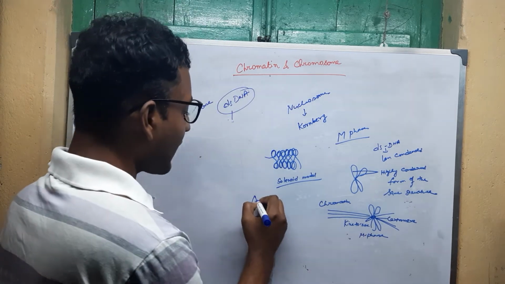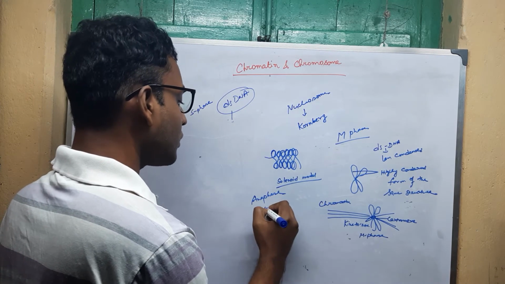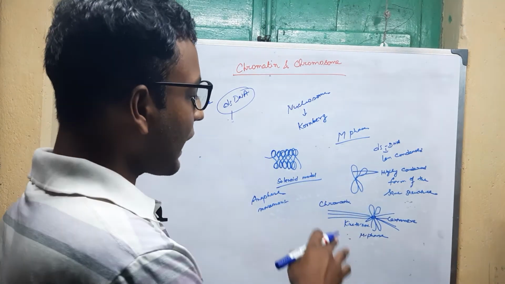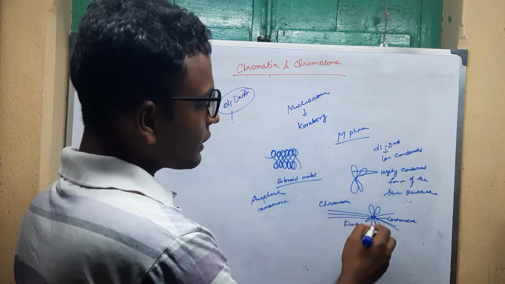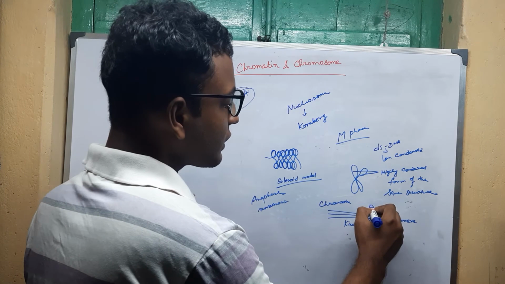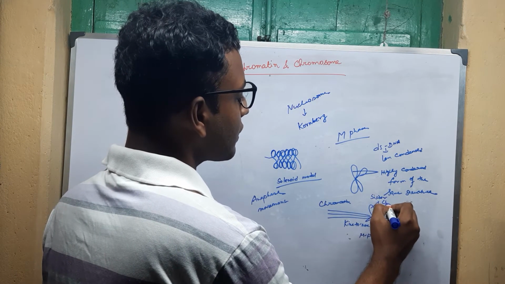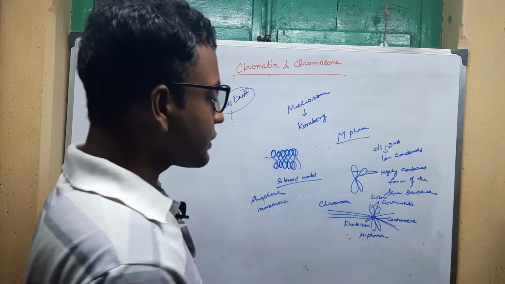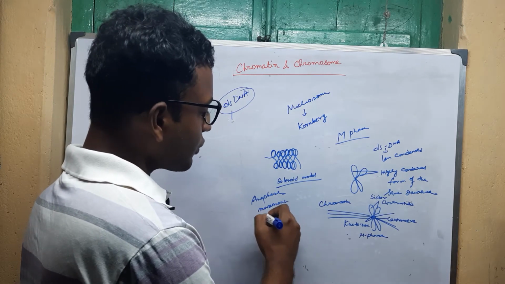and during the anaphase movement, spindle fibers attached with the kinetochore region help to separate the sister chromatids. These two are sister chromatids, and the anaphase movement takes place.